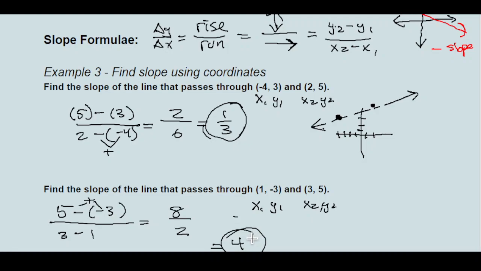A lot of these slope answers are going to give you a whole integer answer where it's not a fraction. The fractions are nice because we can interpret them better. This means it goes up 1 for every 3 it goes over to the right. This just means it goes up 4 for every 1 it goes over to the right. So this is very steep. It's a very steep slope.